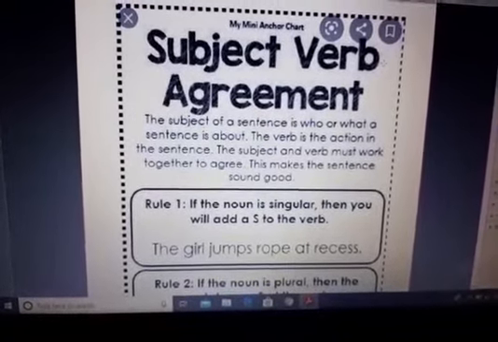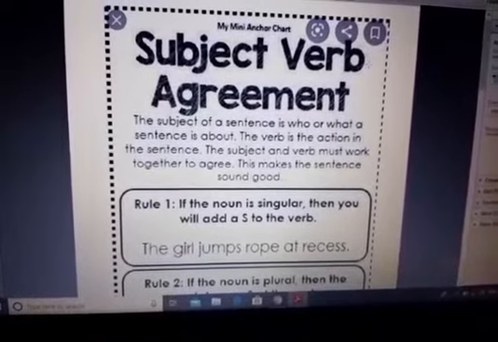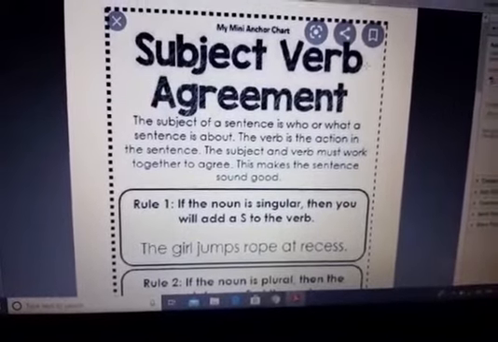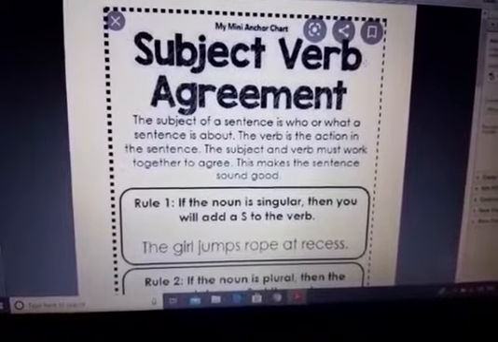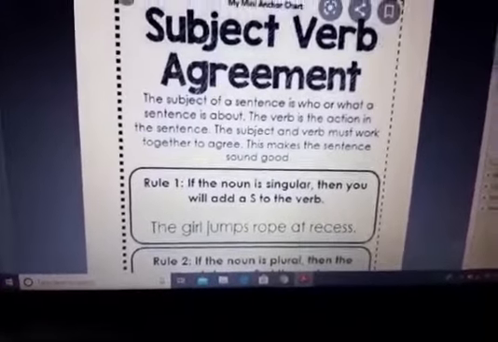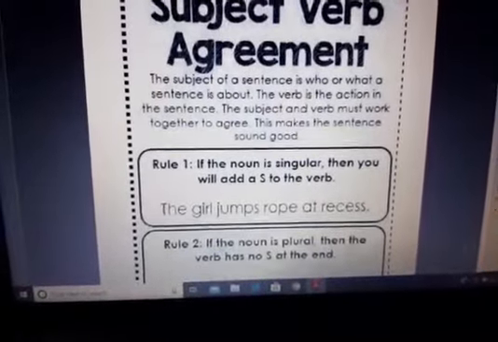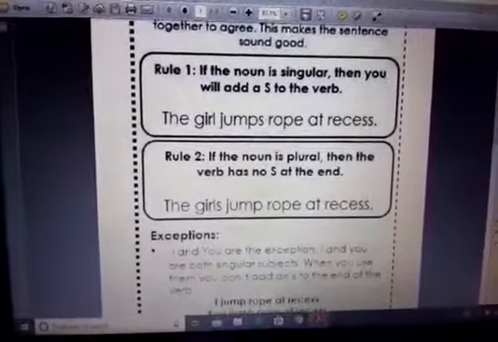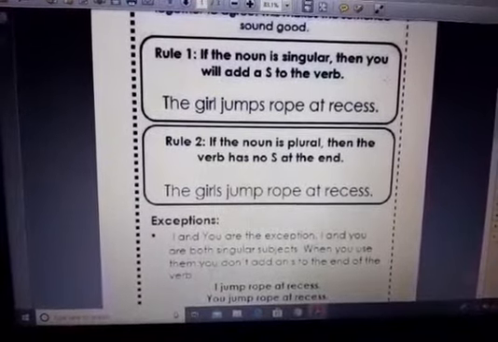Well, there are lots of rules and regulations for a sentence to be framed correctly and accurately. And for the subject verb agreement, there are lots of rules, but here we are going to discuss only 2 rules. So children, see here the rule number 1. If the noun is singular, then you will add a s to the verb.